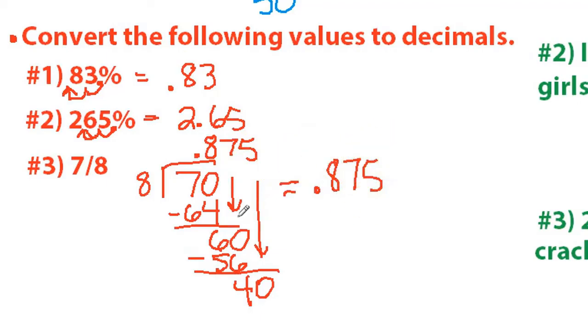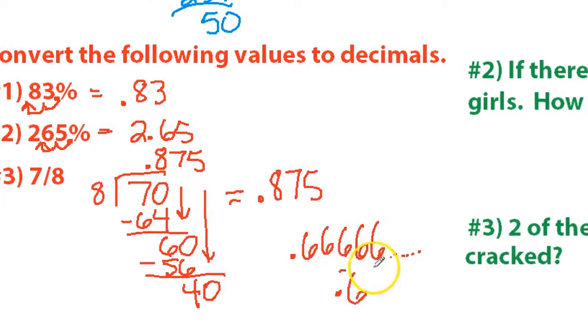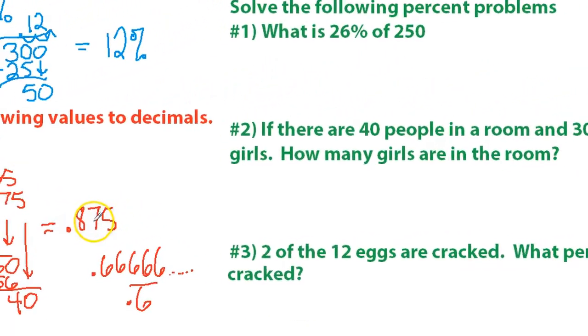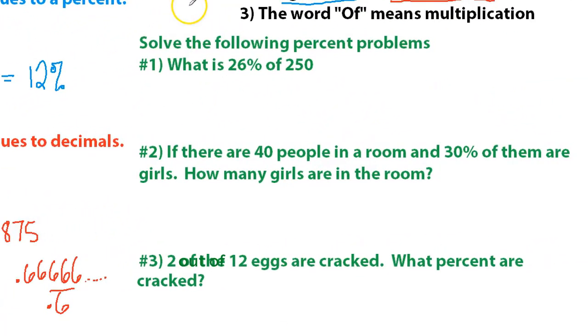Be aware, anytime you have a repeating decimal, something like 0.666666, and it goes on forever, you can write that with 0.6 and a bar over it. We don't have that here on this problem. Okay, let's move on to the green problems.